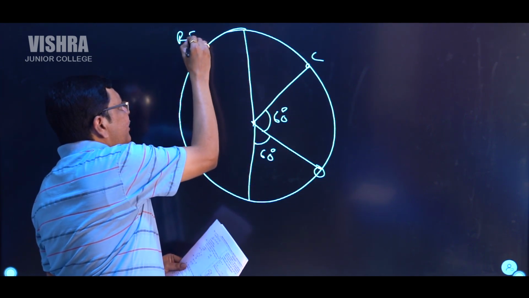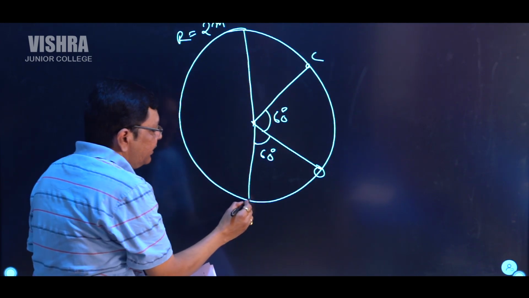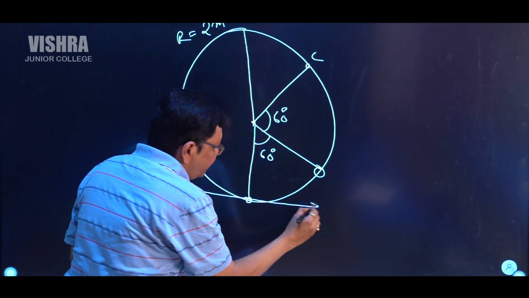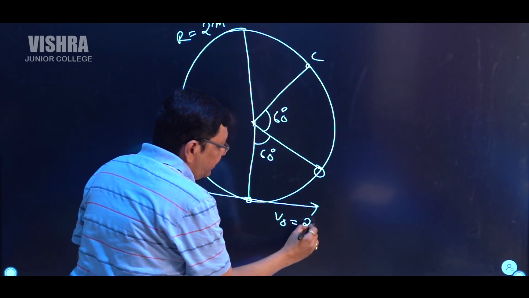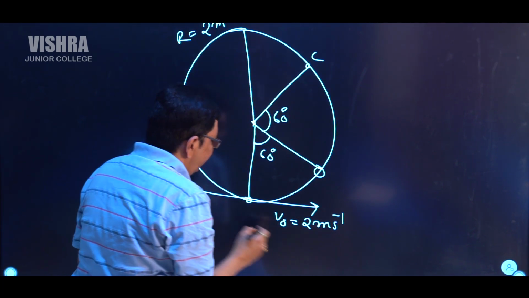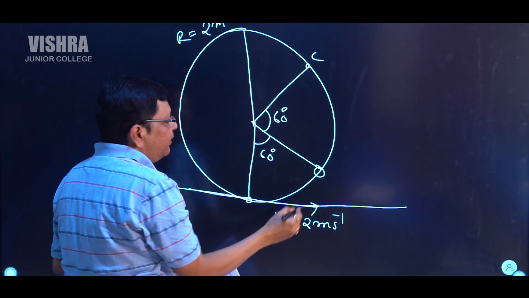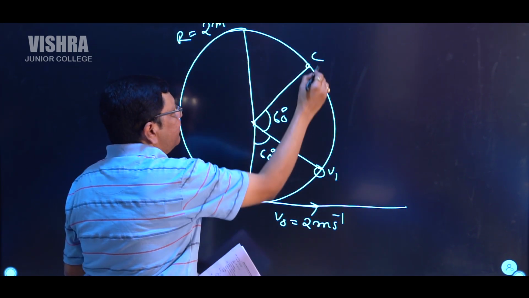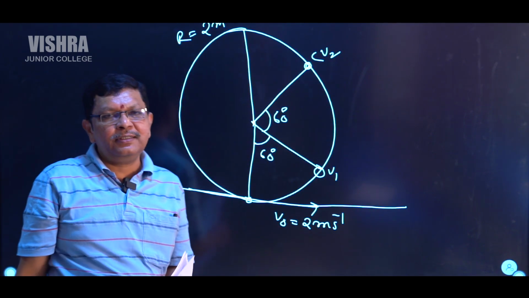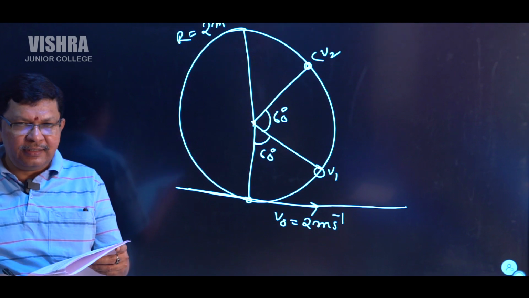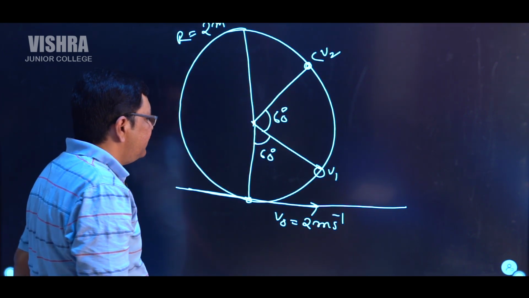And given in the diagram as radius equals 2 meter. Here, initially when it is at the bottommost point, the velocity is 20 meters per second. When it is moving in a vertical circular path, because only gravitational force is acting, if I imagine here velocity v1 and here velocity v2, then total energy will be conserved. That is, kinetic and potential energy will be conserved. So let me apply the conservation of energy.